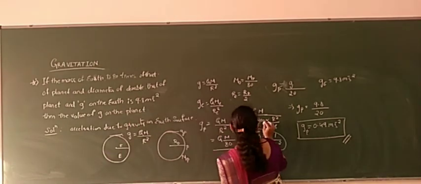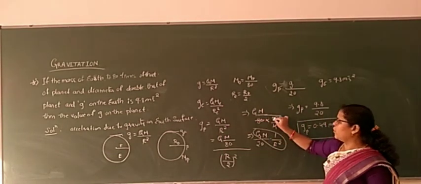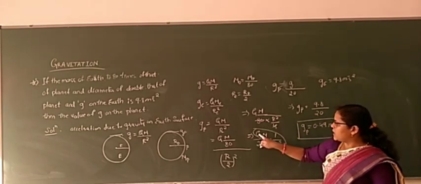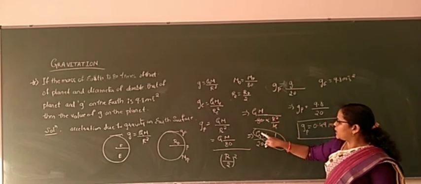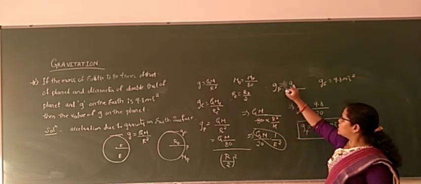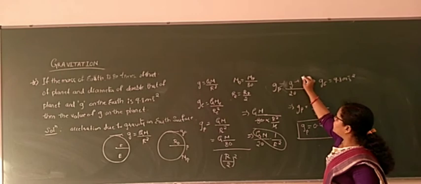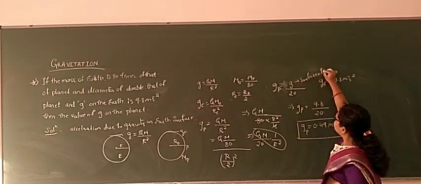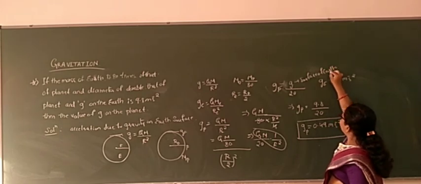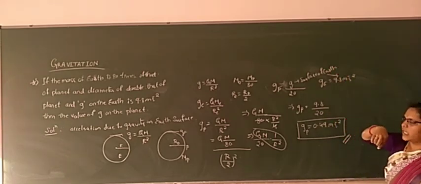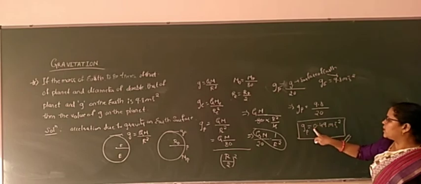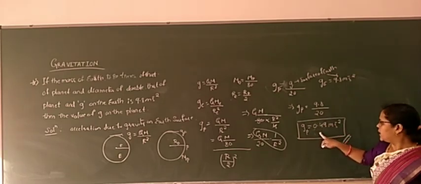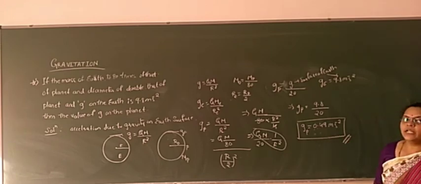Then what will happen? G M by 80 times R square by 4, because it is squared. So it will cancel, and we just get G M by R square, that is nothing but g. What is g? It is the acceleration due to gravity on the surface of the earth. This value is already given as 9.8 meter per second square. Just put it here, and you will get the acceleration due to gravity of the planet, that is 0.49 meter per second square.